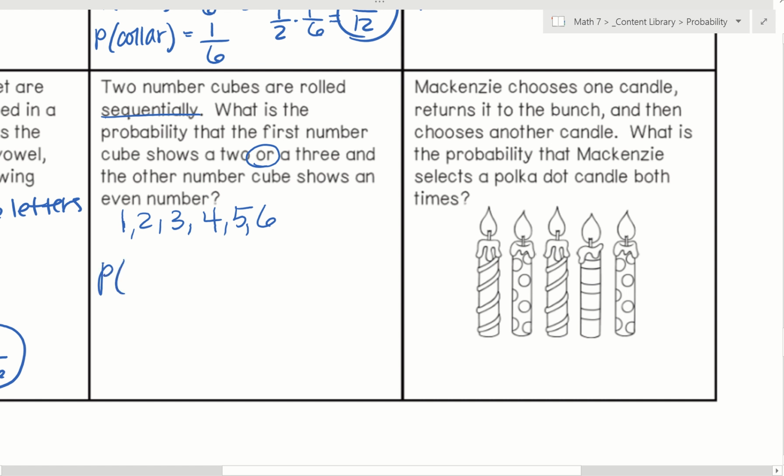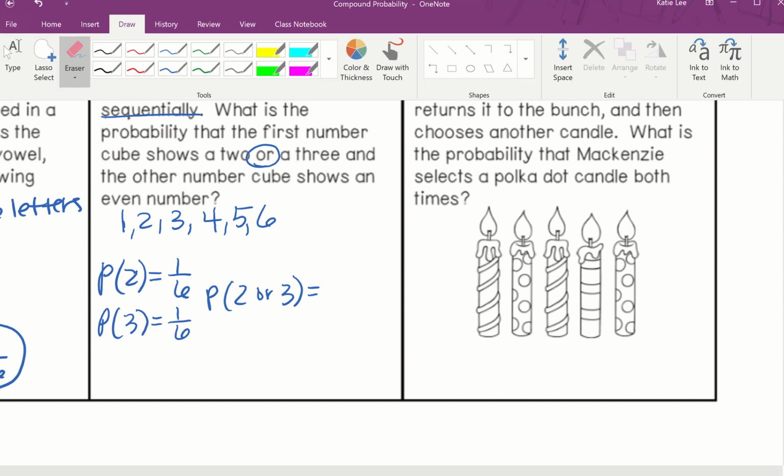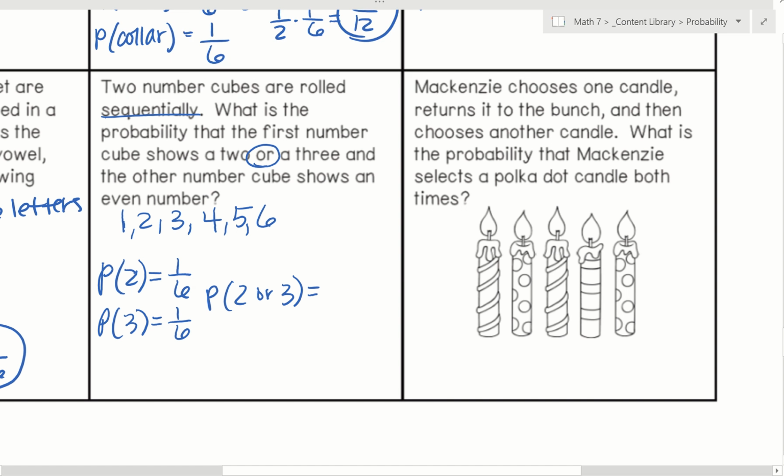What's the probability of getting a 2? Well, it would be 1 out of 6. The first number cube, right? The probability of a 3 would also be 1 out of 6. So to get a 2 or a 3, we take the probability of a 2, which is 1 out of 6, and add it, because it is or, to the other 1 out of 6. We get 2 out of 6, which is 1/3.